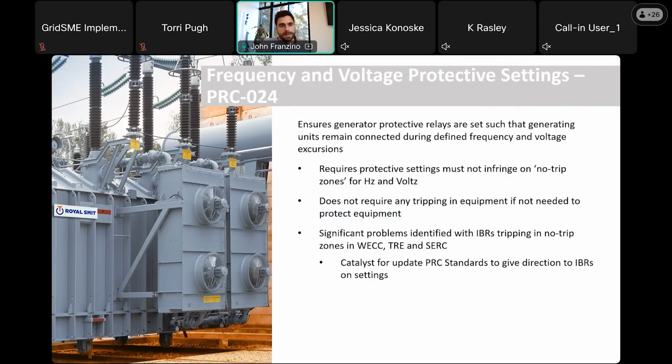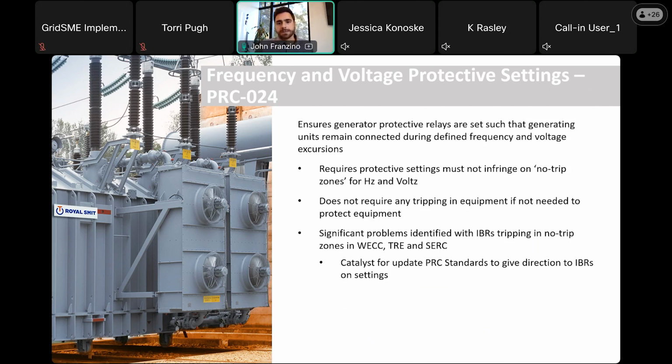All right, moving on to probably the hottest topic of all: reliability standards as they relate to inverter-based resources. And that's PRC-024, which covers the frequency and voltage ride-through settings. Again, I mentioned it a few minutes ago, but this standard is in place to ensure that generator owners are not setting their protection systems so conservatively to protect their own equipment that they're degrading the overall reliability of the system. So we're trying to find the happy middle ground.